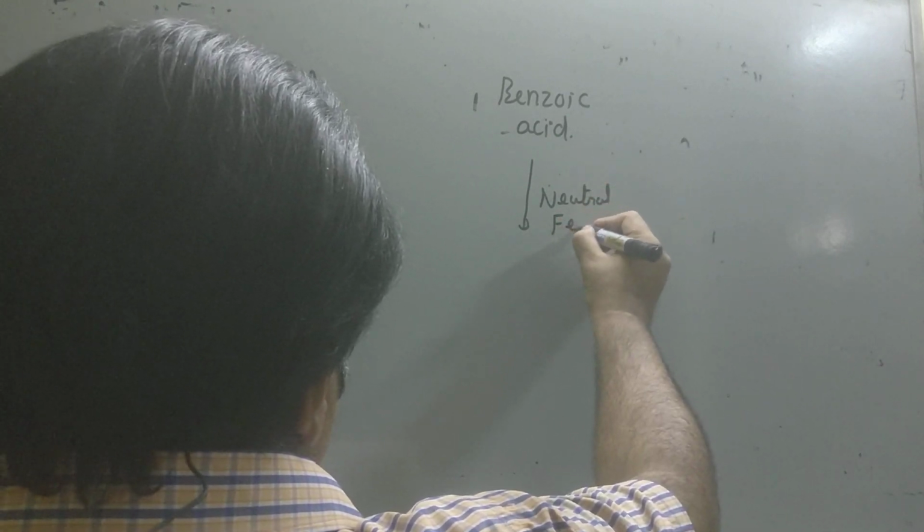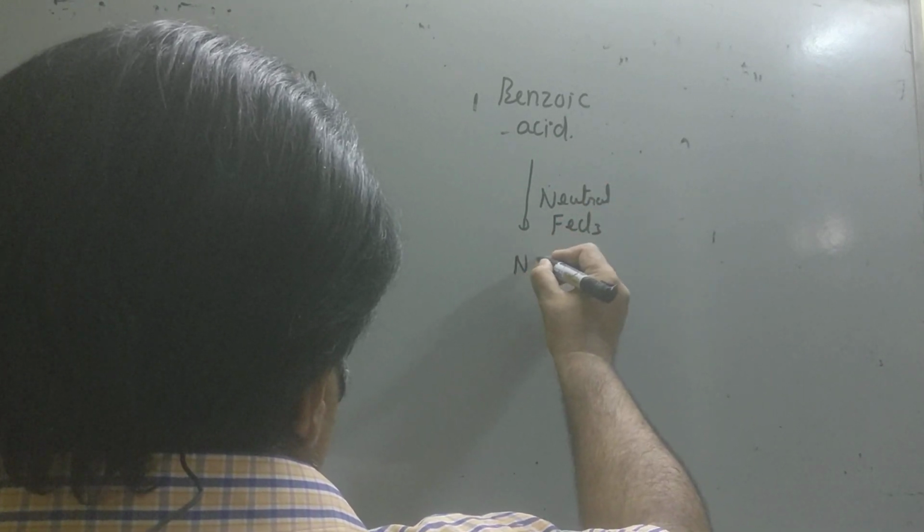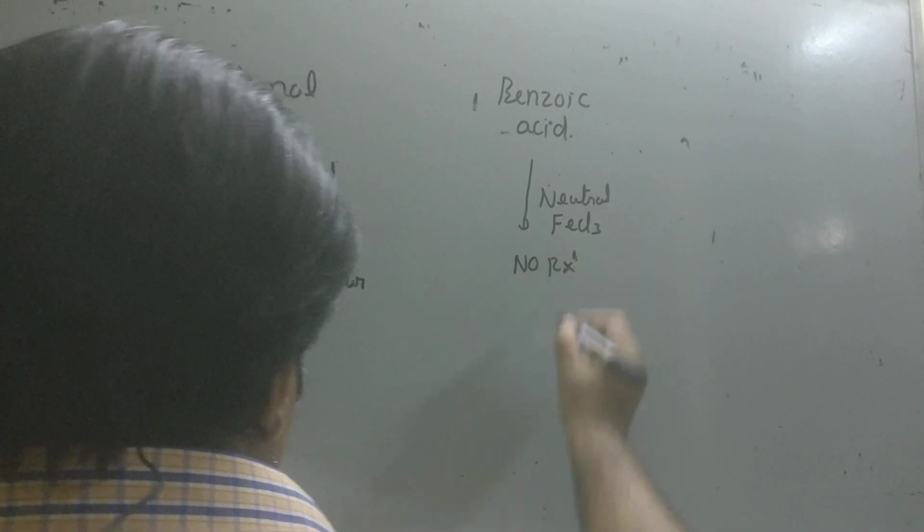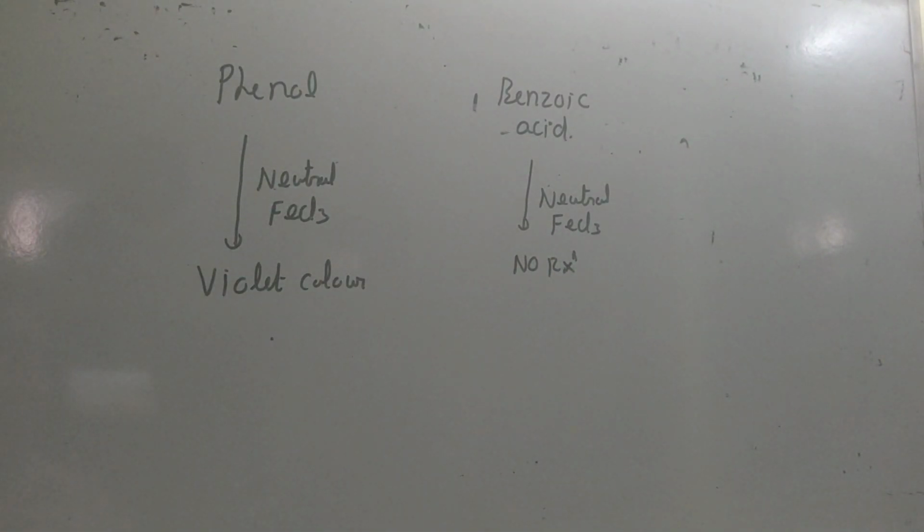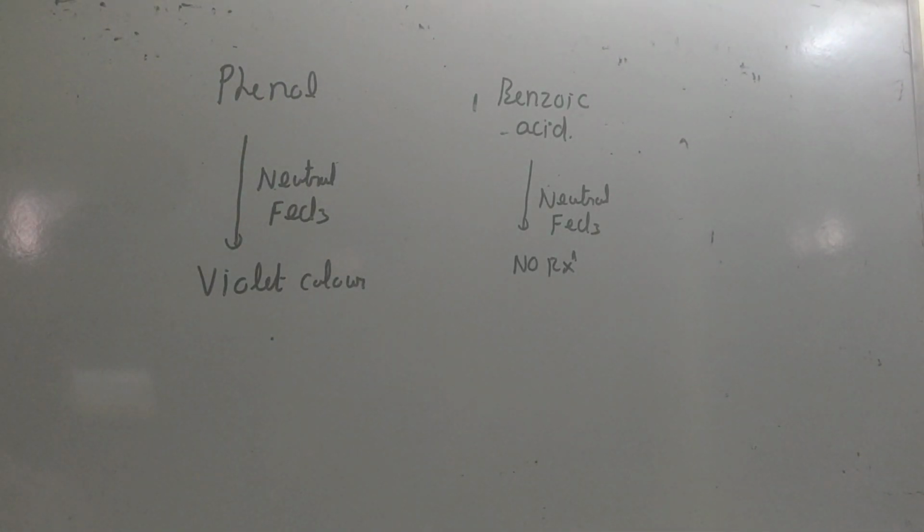Because this test is exclusively given by nothing but phenol. You know by now what phenol is, in which OH is directly attached to the benzene. So phenols are going to give violet color with neutral FeCl3, and no other compound gives violet color with neutral FeCl3.